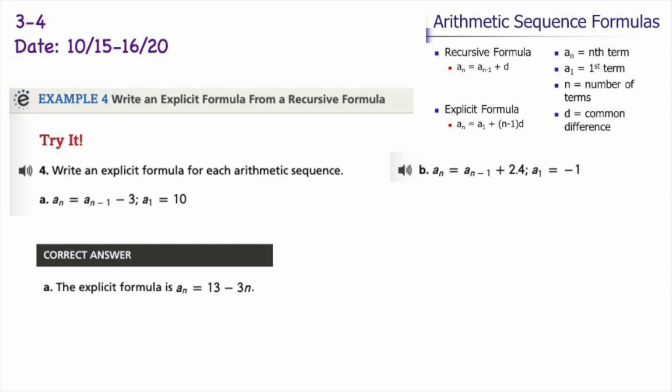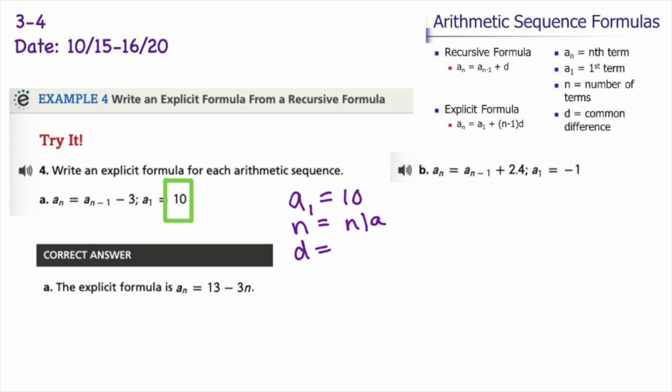So the explicit formula is a sub n equals 13 minus 3n. And you're probably wondering, how did they get that? Well, all you got to do is identify your a and your n and your d. So a sub 1, the n, and the d. A sub 1 is the first number in the sequence. They gave that to you. It's right here, 10. And then n, they didn't tell you, so we're going to leave that in our answer. And d is the common difference.